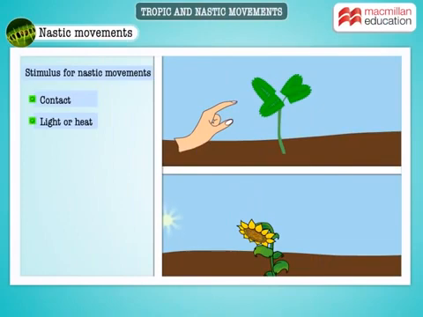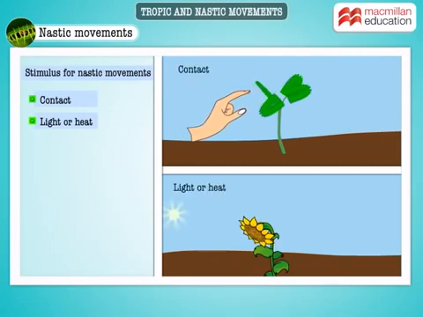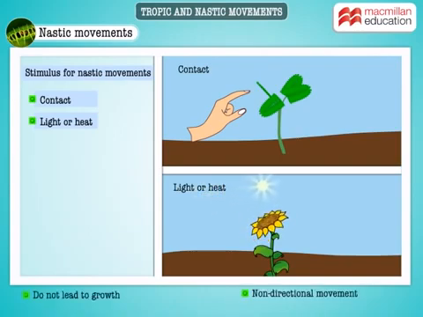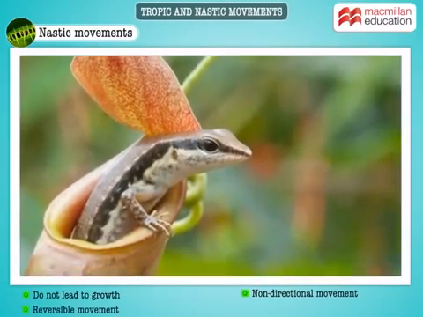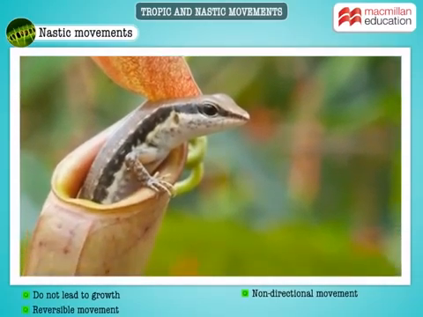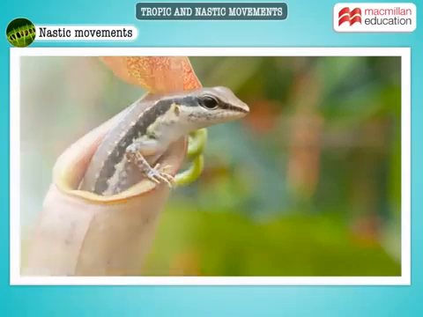Nastic movements in plants are also a response to stimuli, such as contact, light, or heat. Nastic movements do not lead to growth and are non-directional movements. Nastic movements are reversible movements, unlike tropic movements.